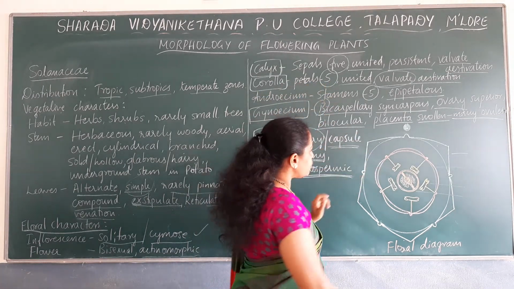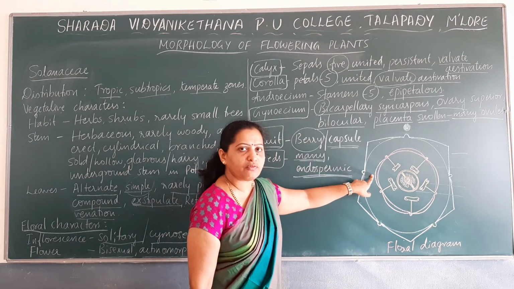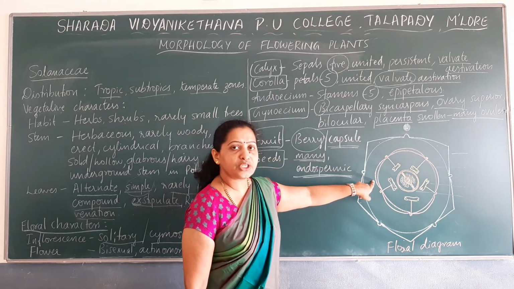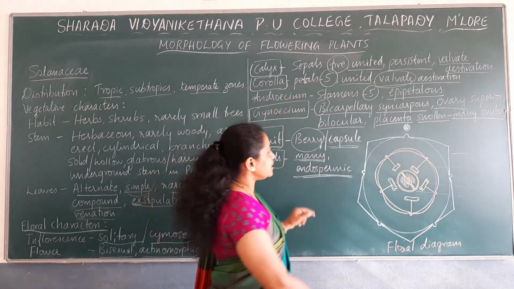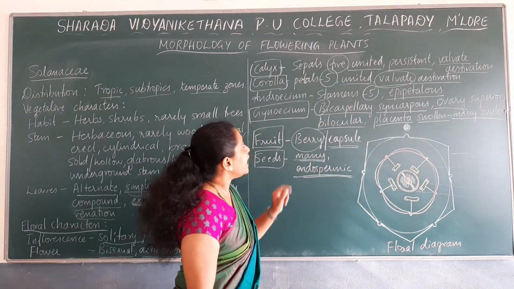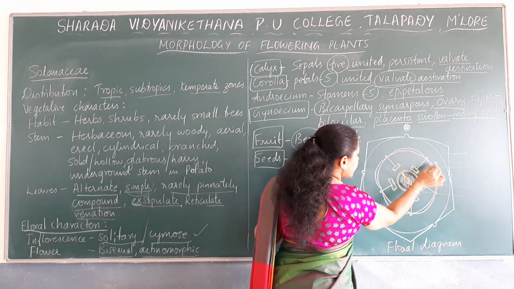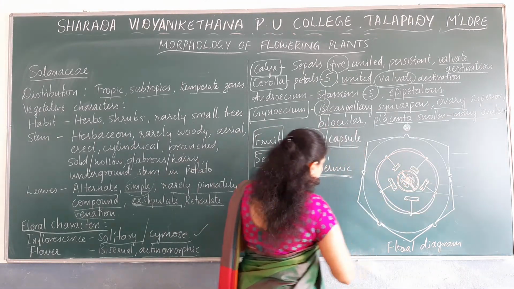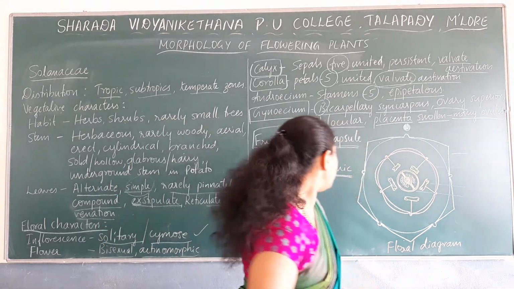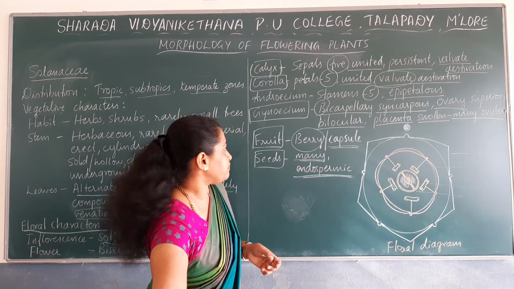The inner whorl is the corolla. This is the whorl of corolla and it is the representation of petal, and this is the representation of sepal. How many petals are there? There are 5 petals, and the petals are united. This is the symbol that we use, the united symbol, like the union symbol. In maths you have studied about the union symbol. The same way, the united symbol is represented like this.